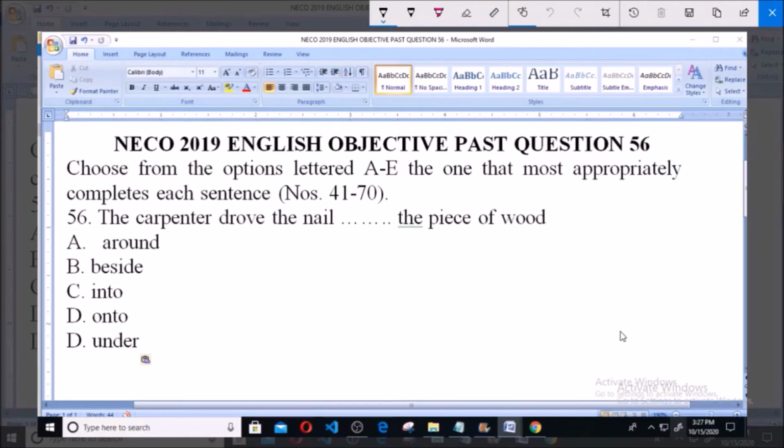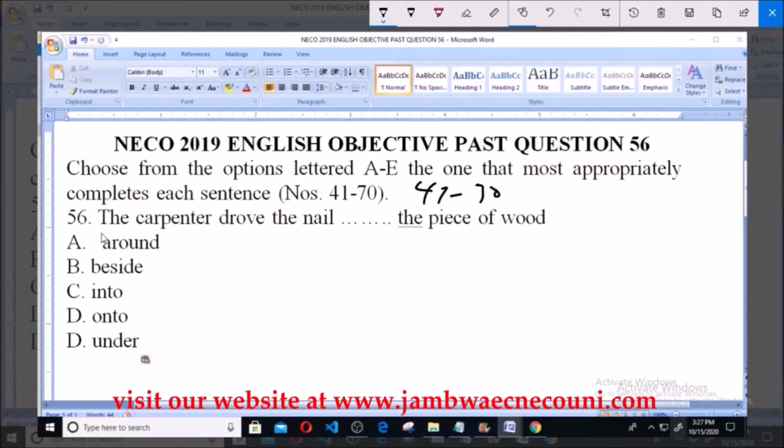Question number 56. The instruction says choose from the options lettered A to E the one that most appropriately completes each sentence. This instruction is to answer questions 41 to 70. In question 56, the statement says: the carpenter drove the nail dash the piece of wood.